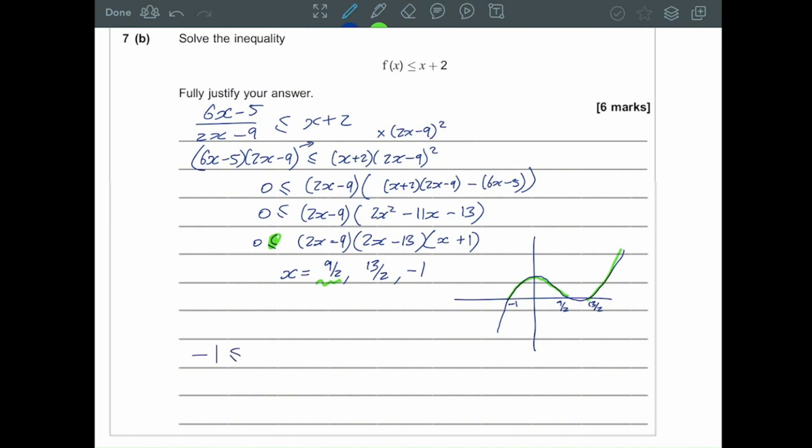So it's -1 is less than or equal to x is less than 9/2. Can't be equal to 9/2. And x is greater than 13/2. So that is my solution set. And if you do sketch them out in your calculator, you can kind of see these values on that graph, at least approximately where they are on that graph.